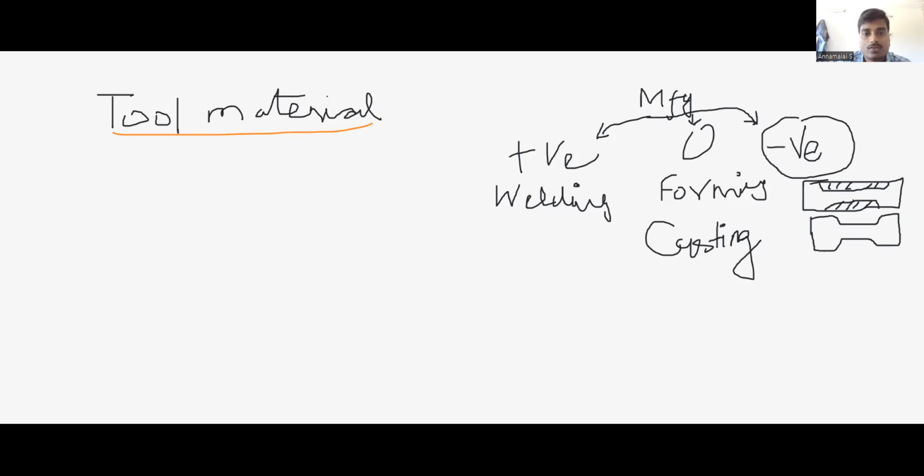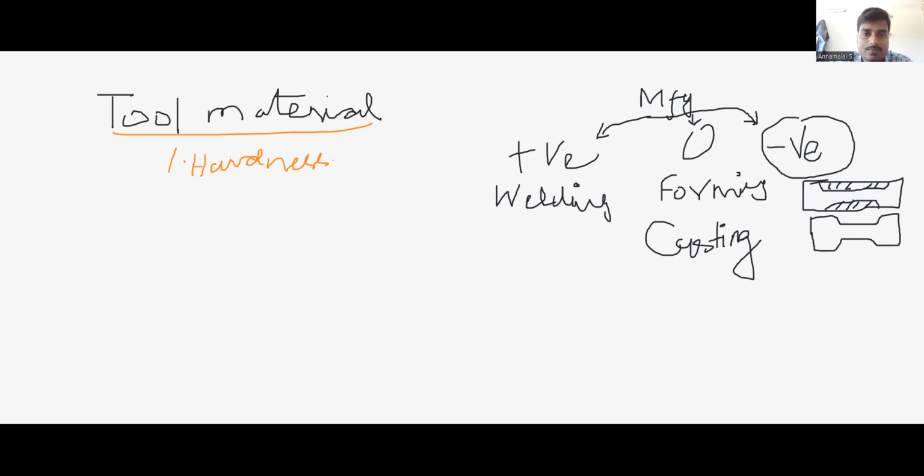In this session we are going to discuss the desirable properties of a tool material. Desirable properties means the properties of an ideal tool. If it is a tool material, it must possess the following properties. The first property is hardness.